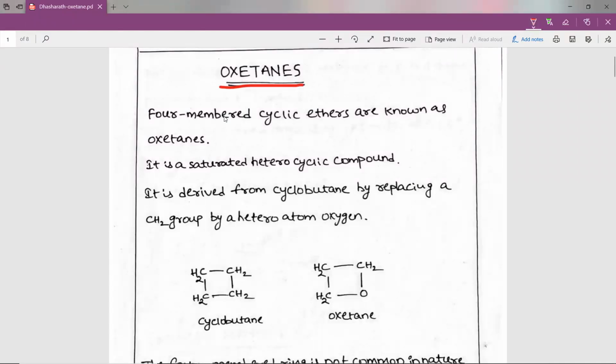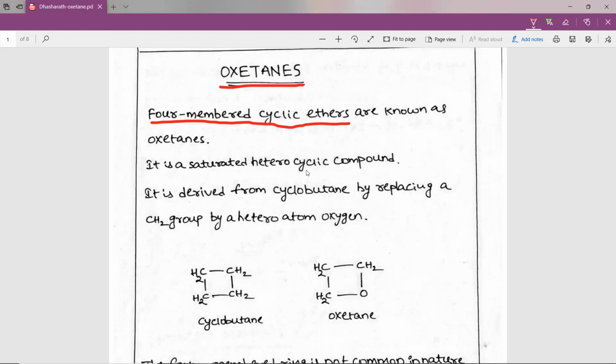Oxetanes are four-membered cyclic ethers. They are derivatives of cyclobutane. This is cyclobutane. When we replace one CH2 in cyclobutane with oxygen, we get an oxetane.